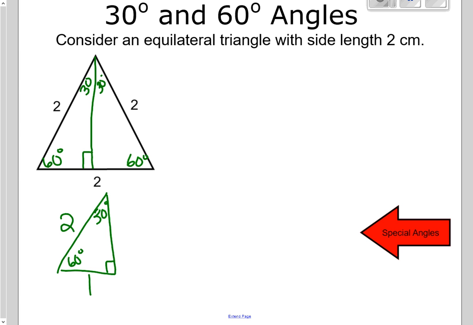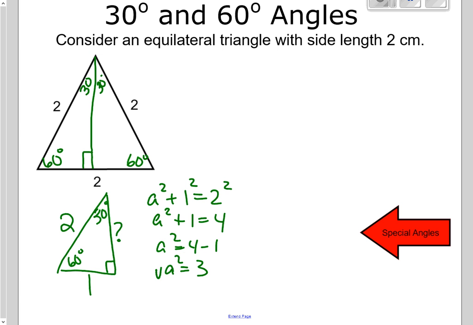This would only be a 1, because half of 2 is 1. And then this is the length that I'm looking for right here. So same thing as before. A squared plus 1 squared equals 2 squared. A squared plus 1 equals 4. A squared equals 4 minus 1. A squared equals 3. Square root. A is equal to the square root of 3. So this is equal to the square root of 3.